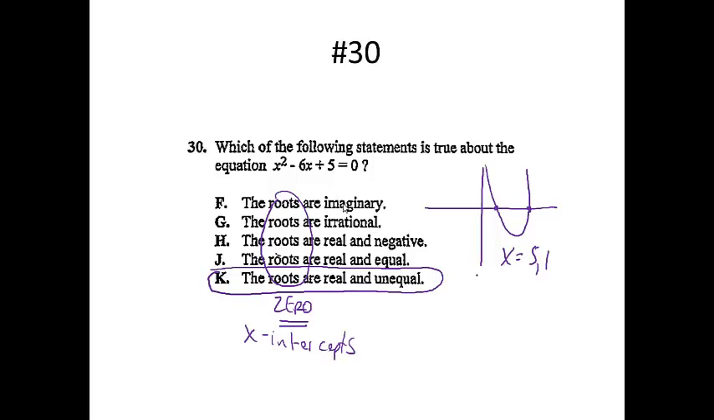If the roots were imaginary, that would mean we wouldn't see that graph touching the x-axis. If the roots were irrational, that would mean we would get either square roots or decimals as where they were touching. And the roots being real and negative, obviously we would have gotten negative answers. If they were equal, we would have gotten two things that were the same. So that's what we are looking for in that problem.